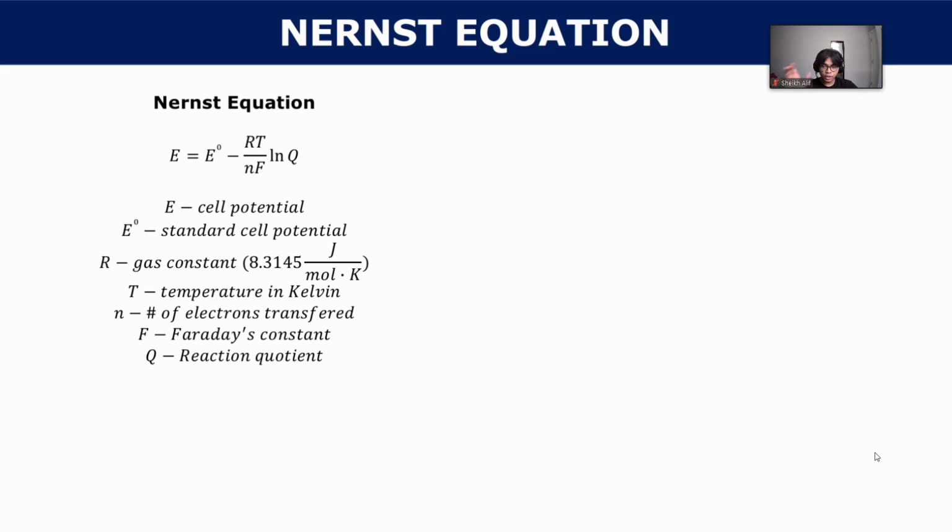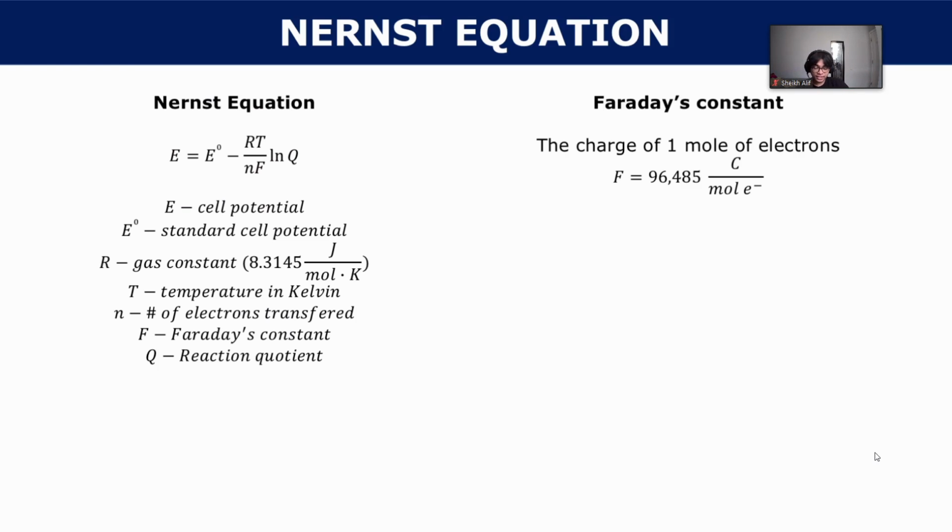There's two things here that I want to go over especially before we get into an example of this, and that's Faraday's constant and the reaction quotient. Faraday's constant is the charge of 1 mole of electrons. So it's 96,485 coulombs per mole of electrons. Pretty simple. It's just a constant number, very similar to the gas constant or something like that.